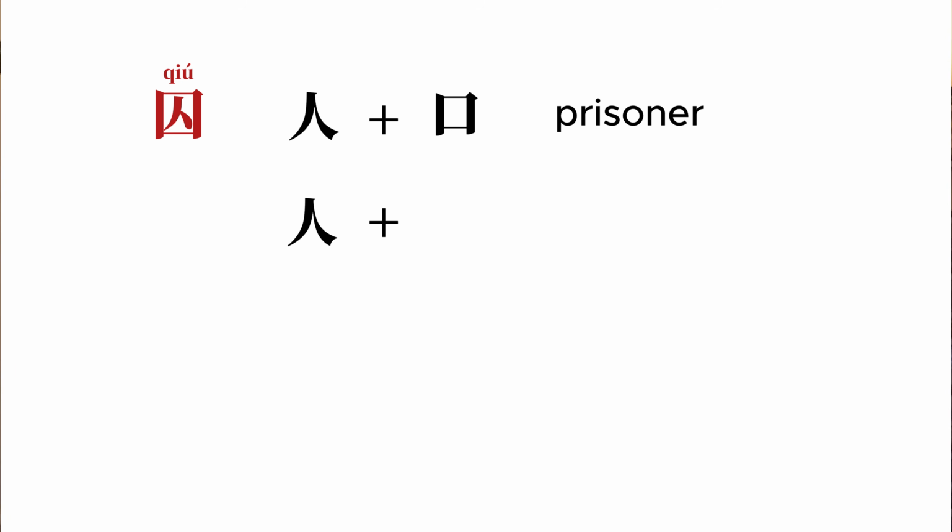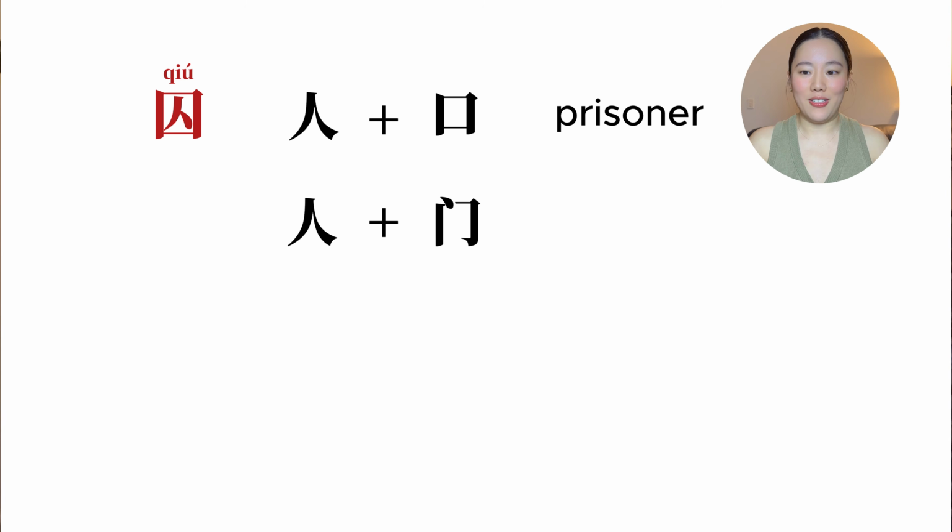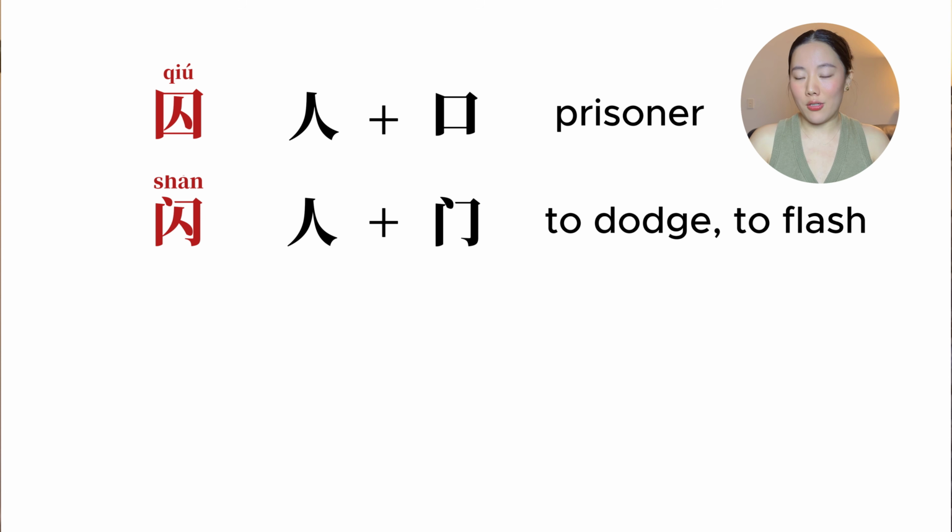And now here's a fun one. What happens if you put a person inside a mouth? A person inside an enclosure, that's a prisoner. How about a person inside a gate? A person at the door, ready to dash away at any moment. So the character 闪 means to dodge, to flash, or to get out of the way.